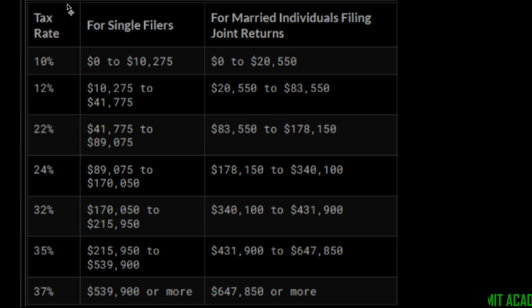So notice how it has whatever the tax rate is, and then it says what the single filers are, and then the married individuals filing joint returns. And the key part is, a lot of people are just going to say, okay, well, they make X dollars, and I'll find where it's at, and then that's what they rate. But you have to actually do it a different way, which is what we're going to be showing today.